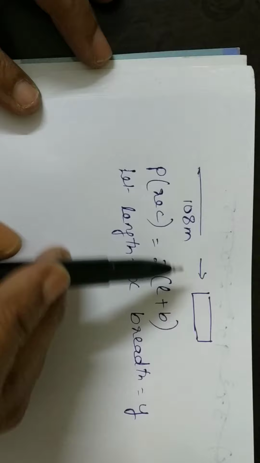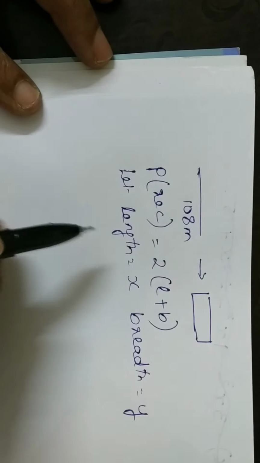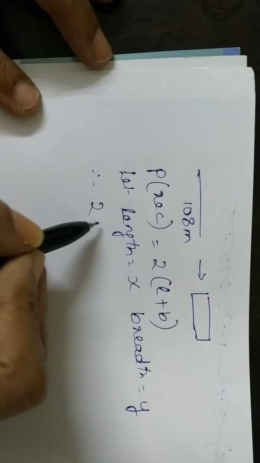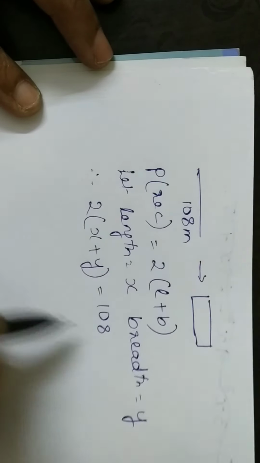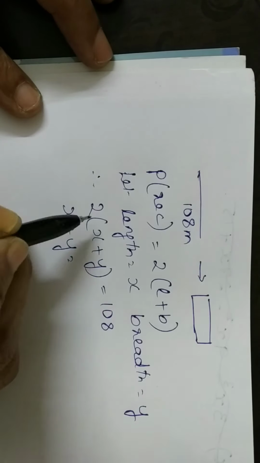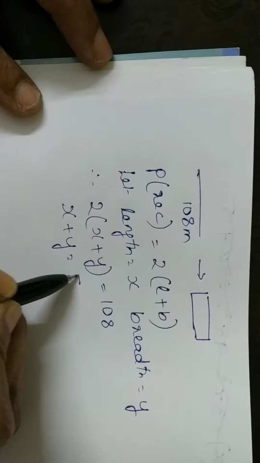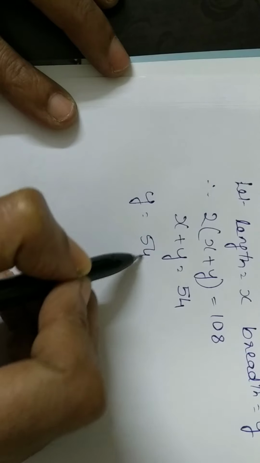In this case, when the rod is bent to form a rectangle, the perimeter becomes 108 meter. So we write 2(x plus y) is equal to 108. Thus, x plus y becomes 108 divided by 2, which is 54. So we say that y is equal to 54 minus x.